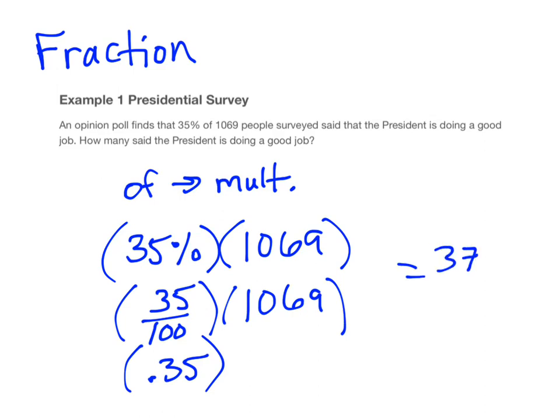That equals 374.15. But then back in the context of the problem, we're answering the question, how many people? So it would make sense to round to the nearest whole number. So we could say about 374 people.